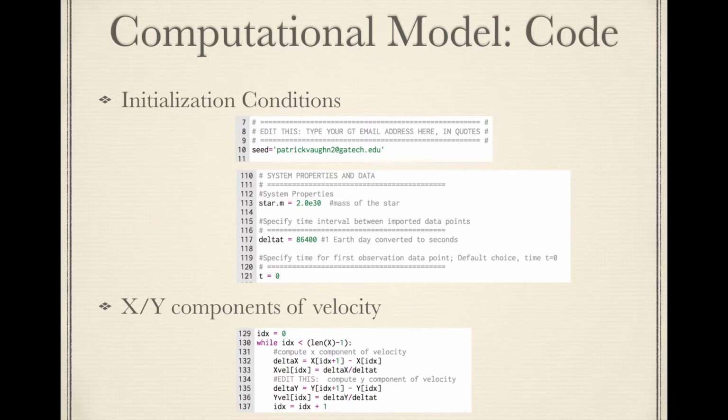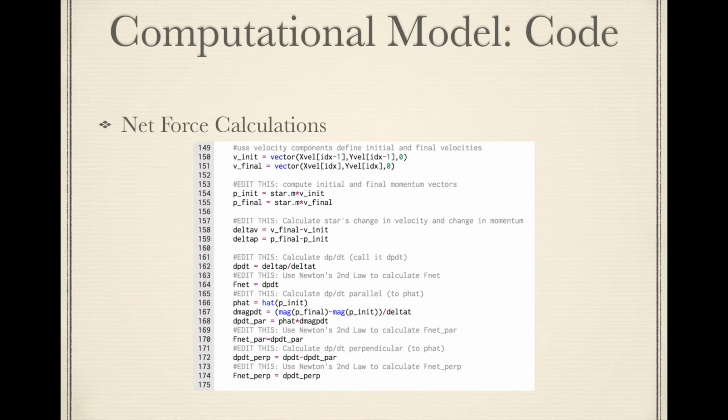Here you can see the initialization conditions of my code. At the bottom are my calculations for the components of the star's velocity, based on the position vector that was created using my email address as the seed. This part of my code is the most crucial.